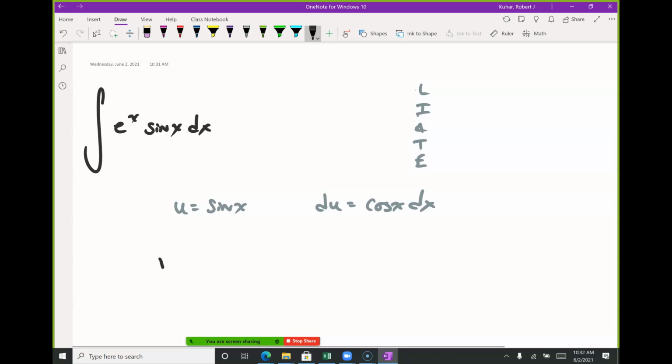The rest of it is v, the integral of e to the x dx. Oh, that's nice. Thank you, Robert. V is just plain old e to the x.